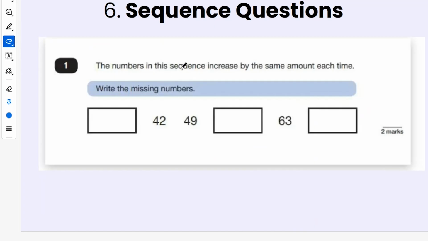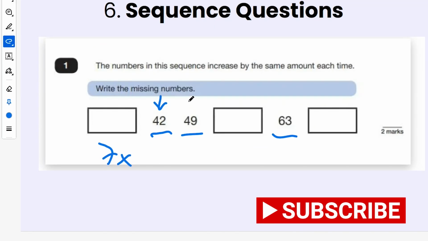The numbers in the sequence increase by the same amount each time. Write the missing numbers. Well, straight away, I should start seeing 42, 49, 63. This is my 7 times table. This is 7 times 6, 7 times 7.